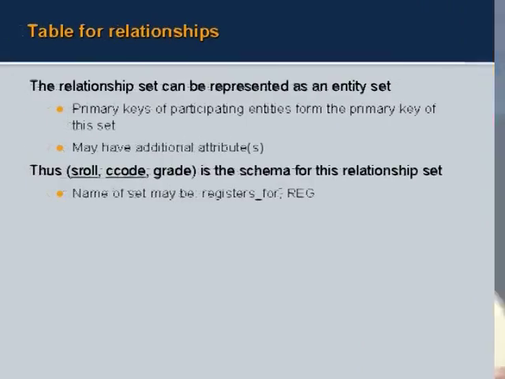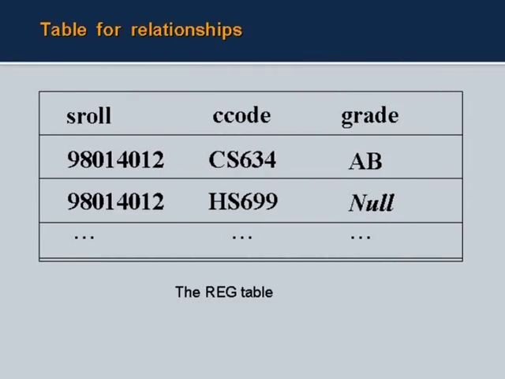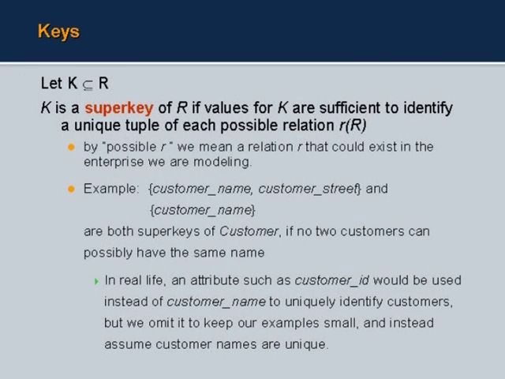And you saw how to convert an ER relationship into tables. Did you cover this? Yes. Okay. So this is the corresponding table: student, roll number, course code, and grade. As this slide says, in our database example, we use customer name as the identifier. But in reality, we would not do that. That would be a customer ID. So that is a super key.